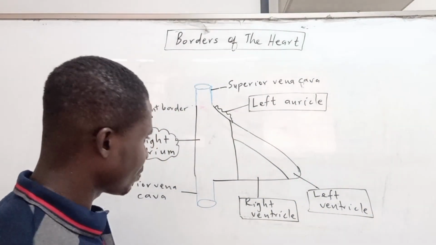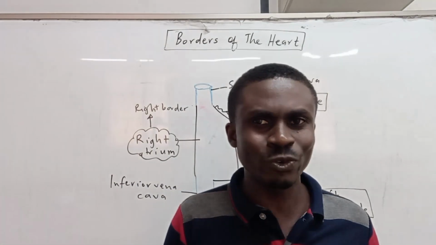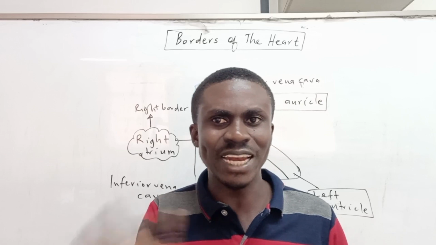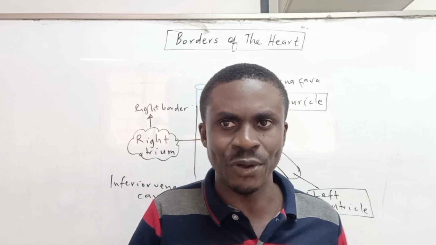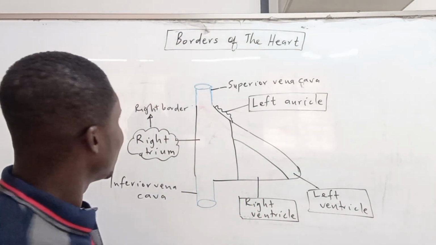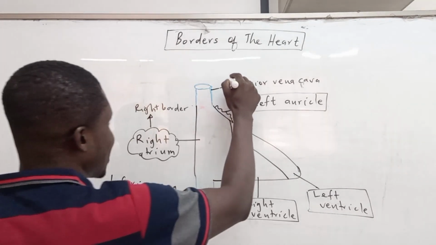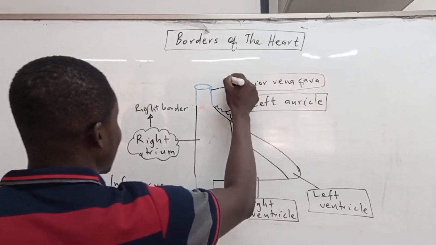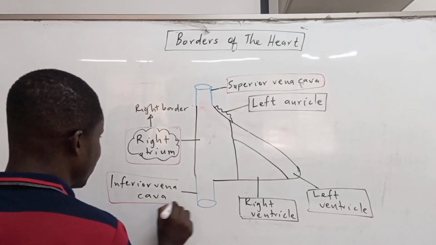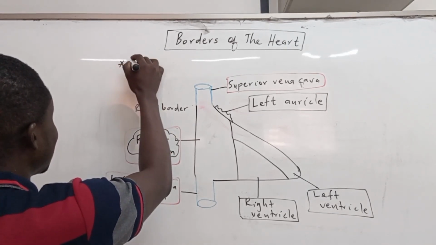Now, if I've seen the right border of the heart, there's sometimes this question which people find difficult to answer: the right cardiac shadow. If I ask what is the right cardiac shadow, then of course this right atrium also contributes, but that's not all. It will also include the superior vena cava and the inferior vena cava. Together these three will form something we call the right cardiac shadow.